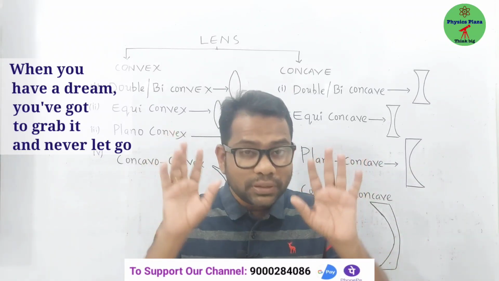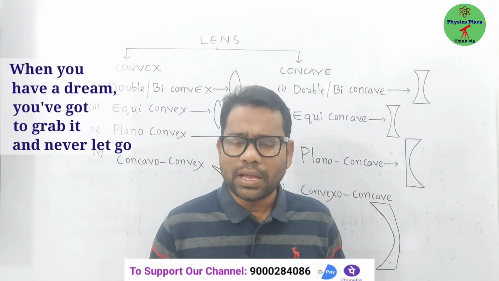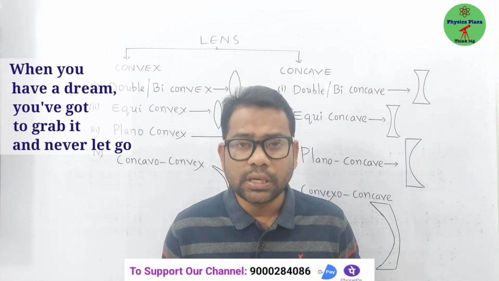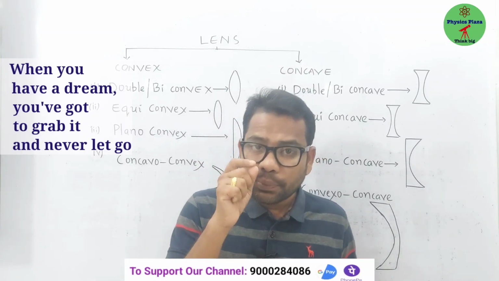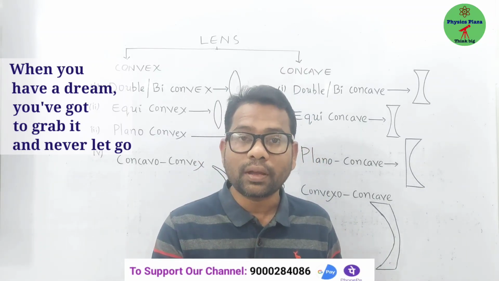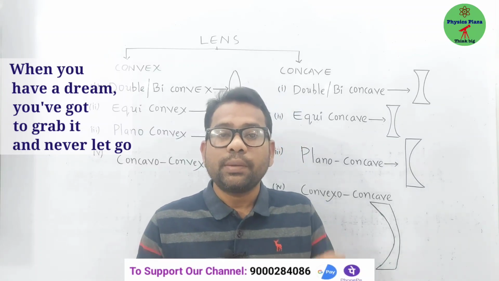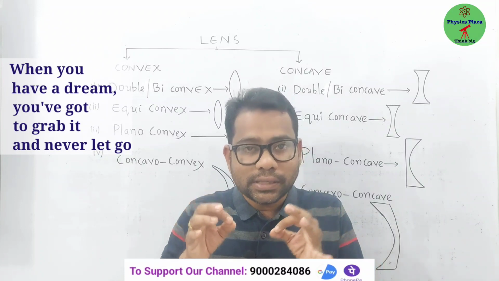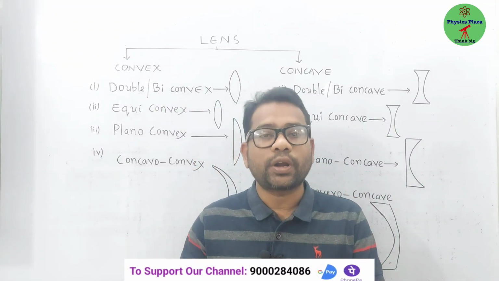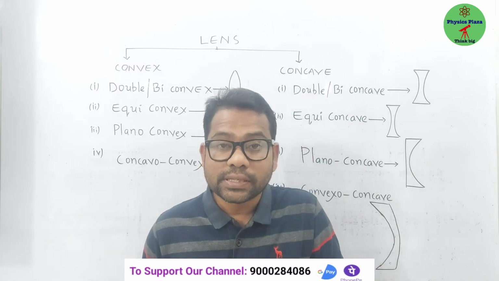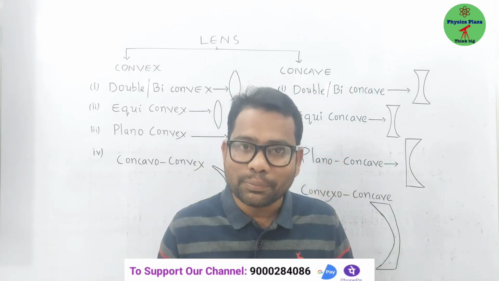Okay children, fine. So come to this chapter. In this chapter mainly we will be discussing about the lens, types of lens, terms related to the lens. After that we will study the principal rays which are required to make ray diagrams. After that, we'll discuss the image formation and characteristics of the image formed by convex lens as well as concave lens. Then we discuss the sign convention. Children, sign convention and the rules are very important.